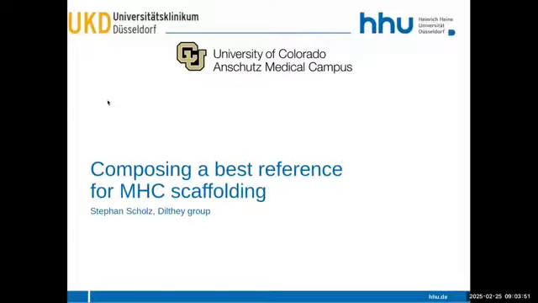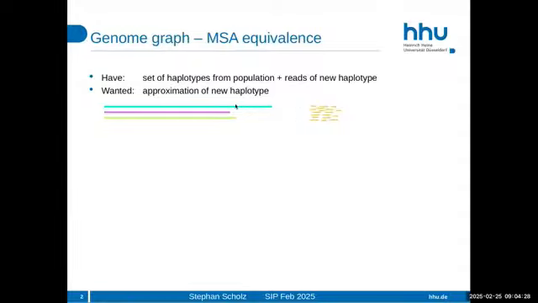Okay, I'm happy to talk about how we compose a reference MHC sequence for scaffolding. Together with Paul Norman, we do de novo assembly of MHC sequences. And the assembly program typically outputs not an end-to-end sequence, but several contigs, the order of which is unknown. To order these, we use a reference that we map against, and this reference can also be used to fill in gaps at the border. Okay, let's jump right in.